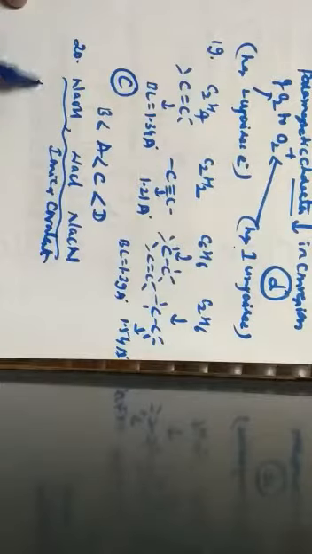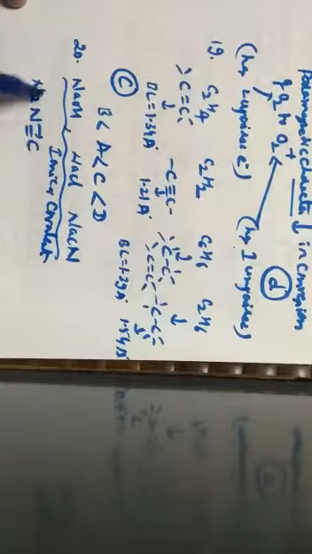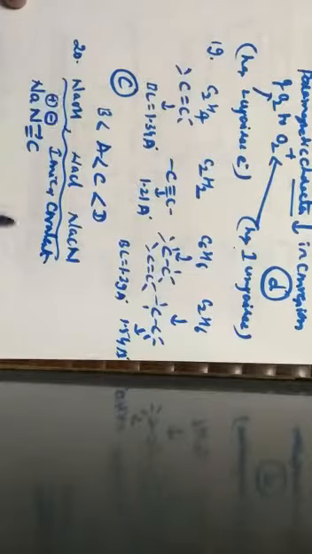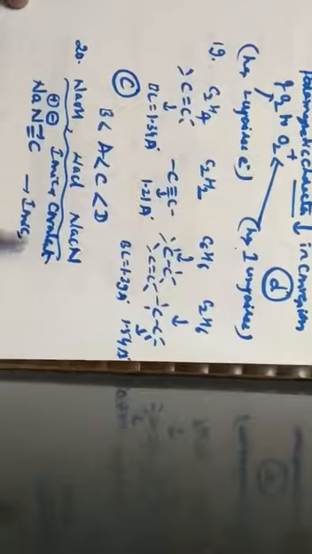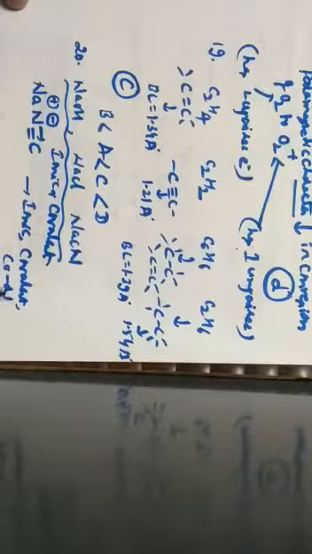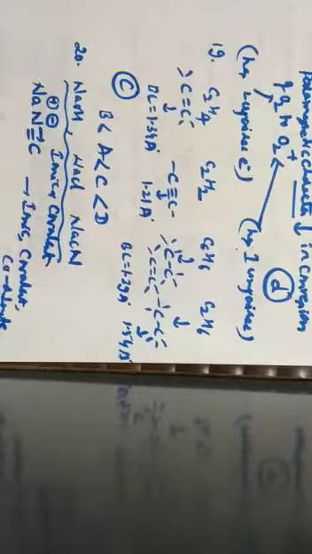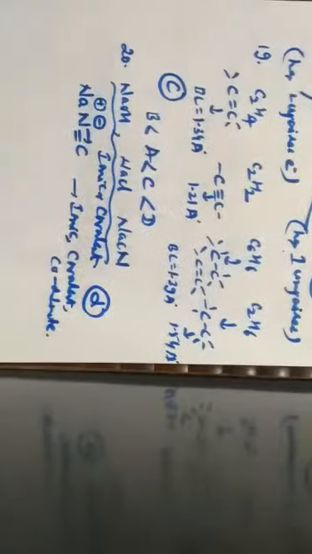But when it comes to NaNC, it is sodium cyanide, with N with a directional bond, double bond C. This will be written as Na+ and nitrogen with a negative sign. There is an existence of ionic bond, there is an existence of covalent bond, and even there is an existence of coordinate bond. Hence the correct option for the given question is option D, which is given by NaCN.